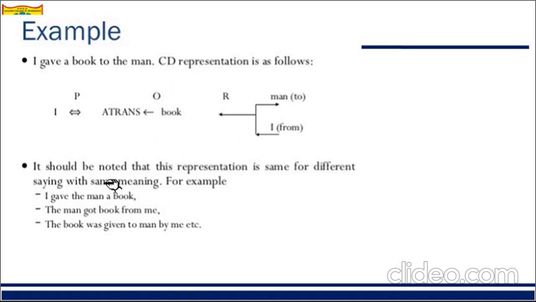It should be noted that this representation is the same for different types of sentences. Like, I gave the man a book. The man got the book from me. The book was given to the man by me. For any permutation and combination of these sentences, the same picture works. So this is conceptual dependency.